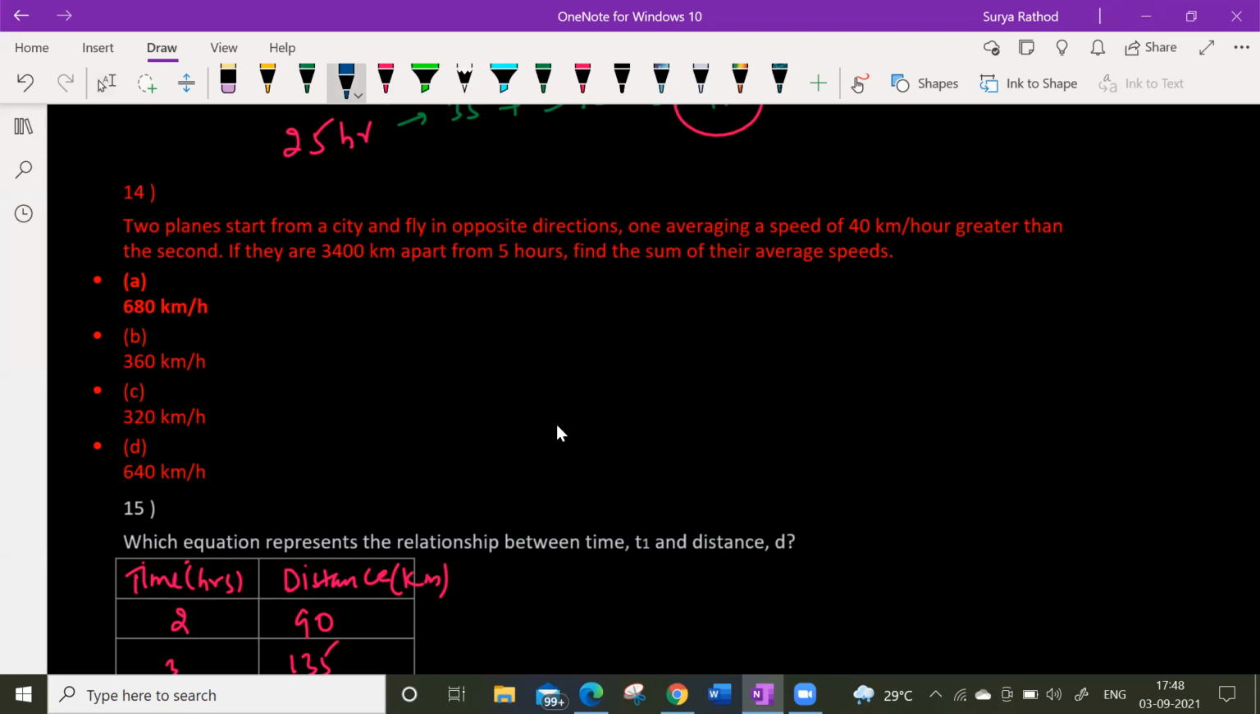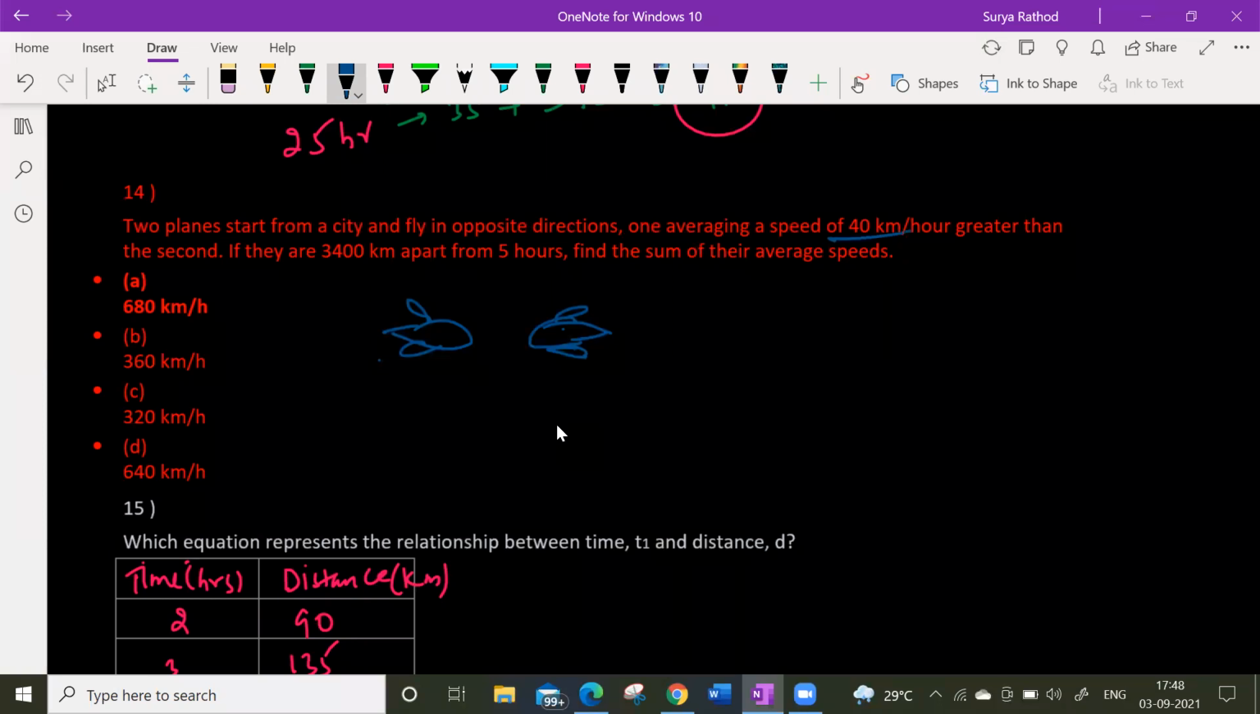See, two planes start from a city and fly in opposite directions. Now look at this here. This flight is coming from this city and this flight is coming from this city. These two flights are coming towards each other like this. These are not flights, but think like that.